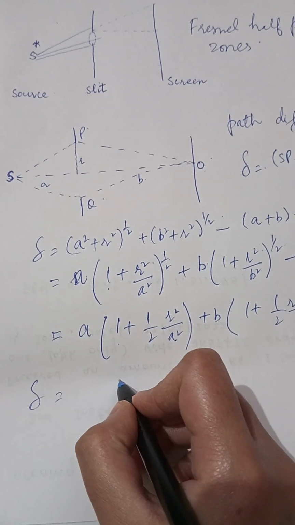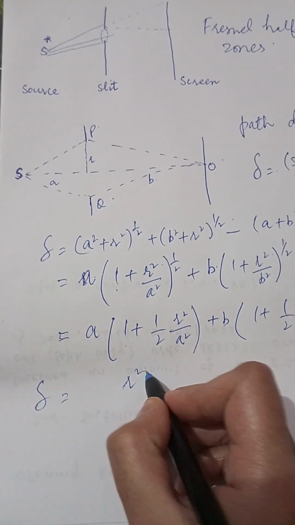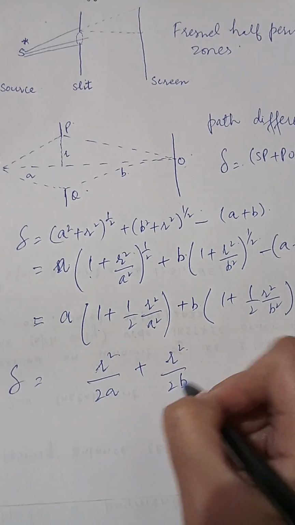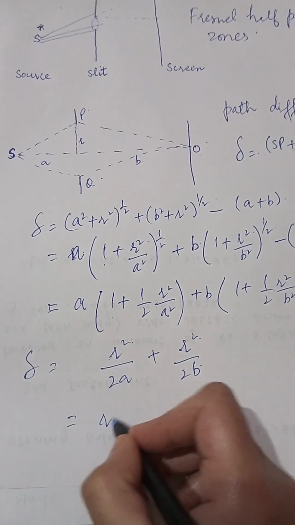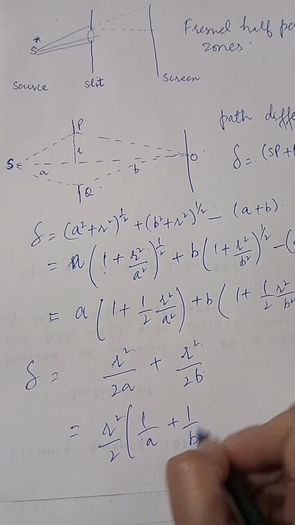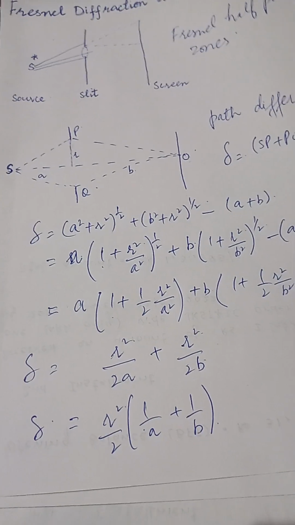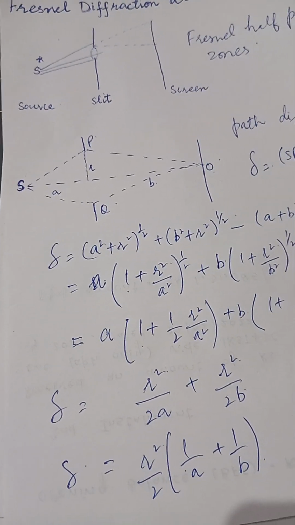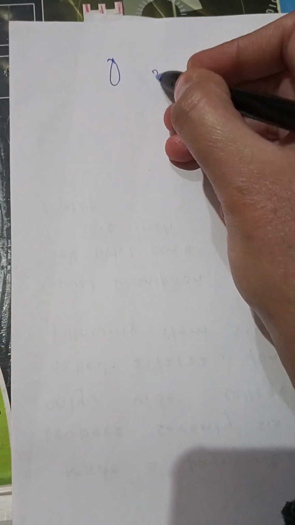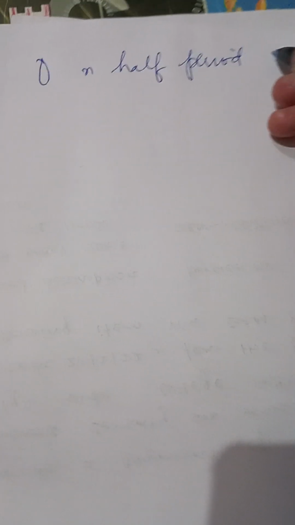So this will be r square by 2a plus r square by 2b. Then we can further take r square by 2 as common, and we are left with 1 by a plus 1 by b. So this is delta. Now if you go through that Fresnel half period zone video, there you will understand that suppose this circular aperture contains n half period zones, then what will happen?